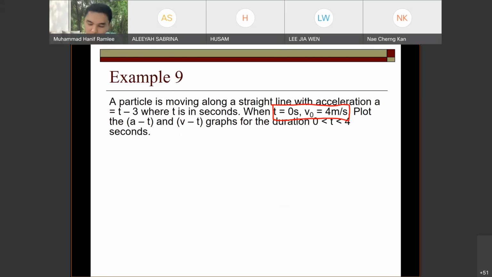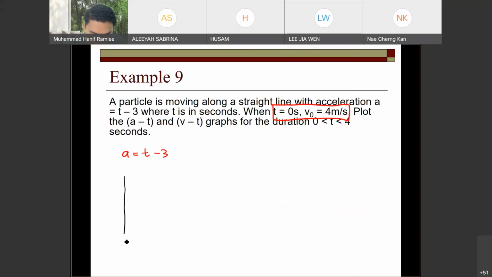Okay, the first thing that you can draw from here is the a-t graph. This question is very straightforward, very easy. So for the a-t graph, you have the formula there: a equal to t minus 3. It is linear, with negative to positive values. It should be like this.